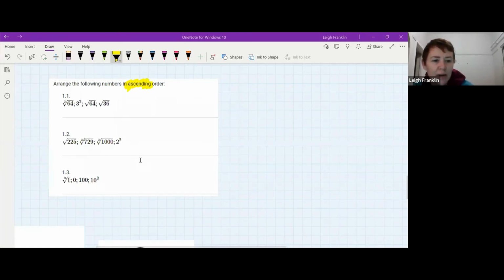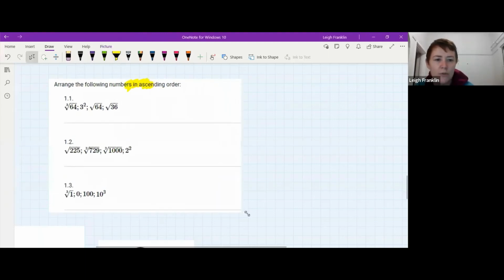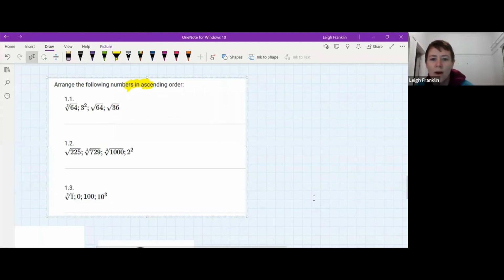Now here you've got some squares, some square roots, some cubes. These are all various types of exponents. So now we're going to arrange them in ascending order from the smallest one to the biggest one. I'm going to let you do 1.1, 1.2, and 1.3 on your own, and then Kat and I are going to ask you for your answers. Descending is biggest to smallest, Tertia. That's quite right.